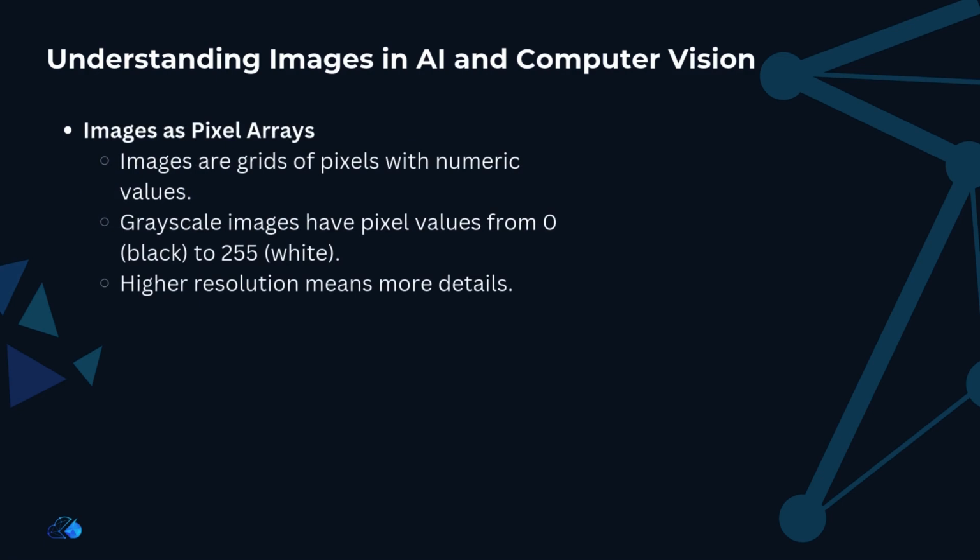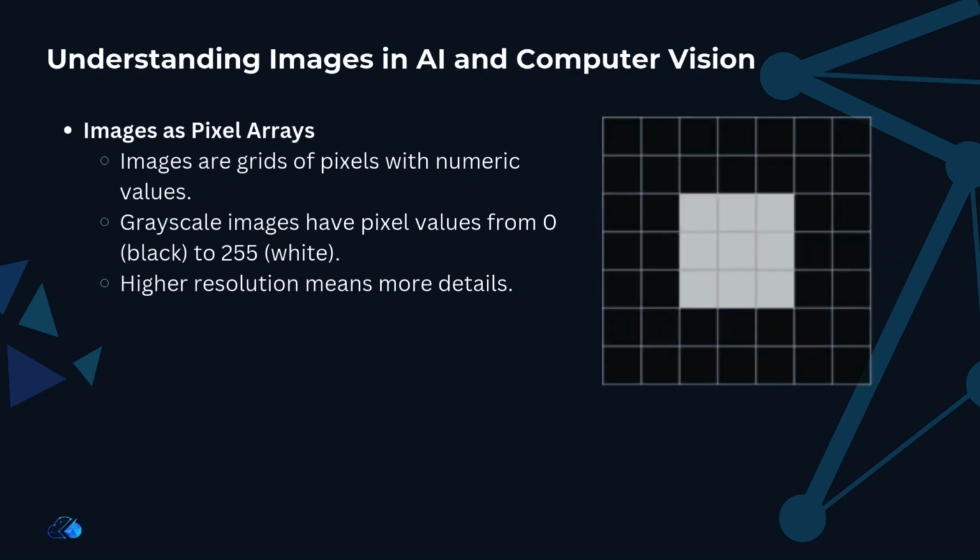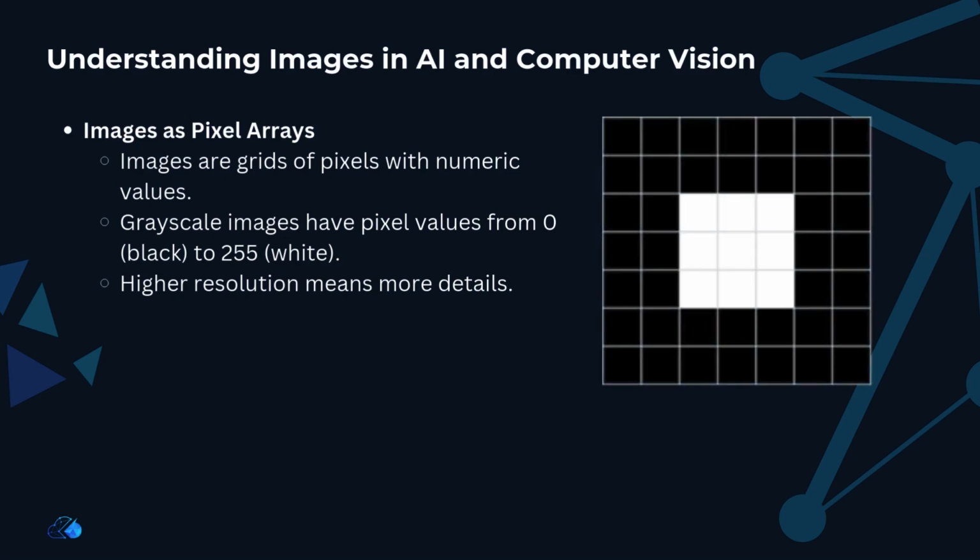At its core, an image is simply a collection of pixels. These are tiny dots that make up the picture. Each pixel has a numeric value, and these values form a grid or an array that represents the image. For example, let's consider a grayscale image, where each pixel has a brightness value between 0, which is black, and 255, which is white. Here is a 7 by 7 grayscale image.